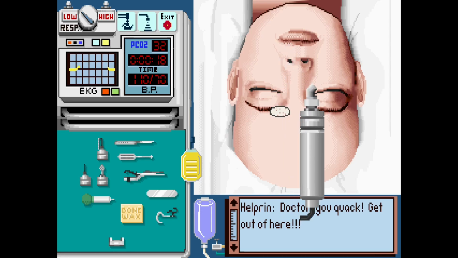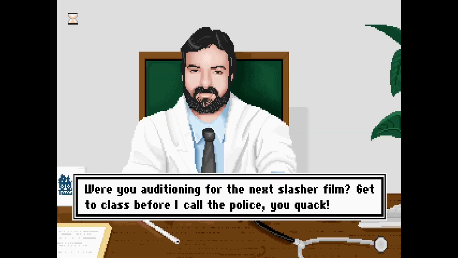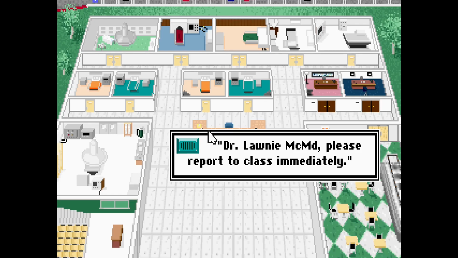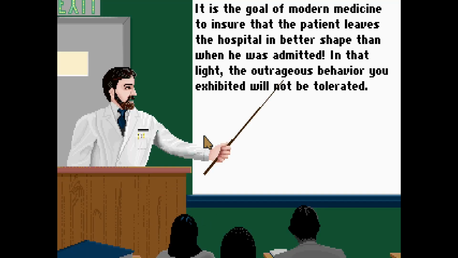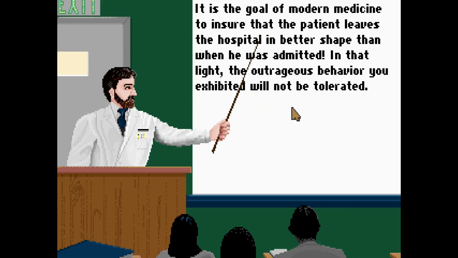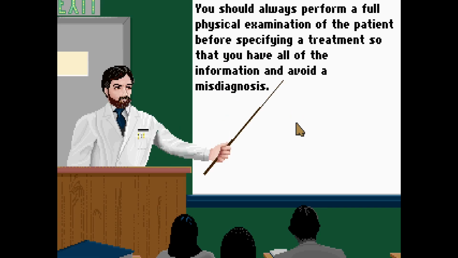Doctor, you quack. Get out of here. Oh no. Were you auditioning for the next slasher film? Get to class before I call the police, you quack. Oh. What did I do wrong? I was fine. I was just having a good time. Oh. It is the goal of modern medicine to ensure that the patient leaves the hospital in better shape than he was admitted. In that light, the outrageous behavior you exhibited will not be tolerated. You should always perform a full physical examination.